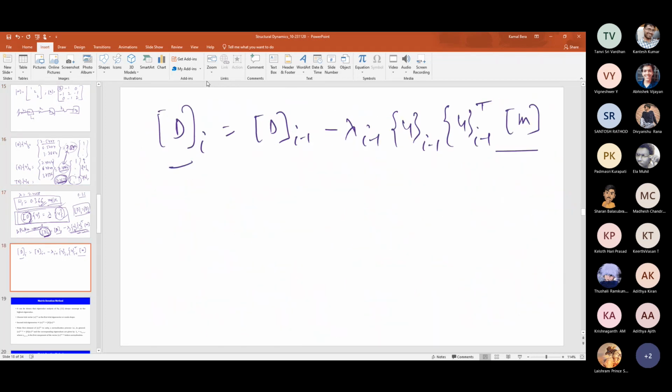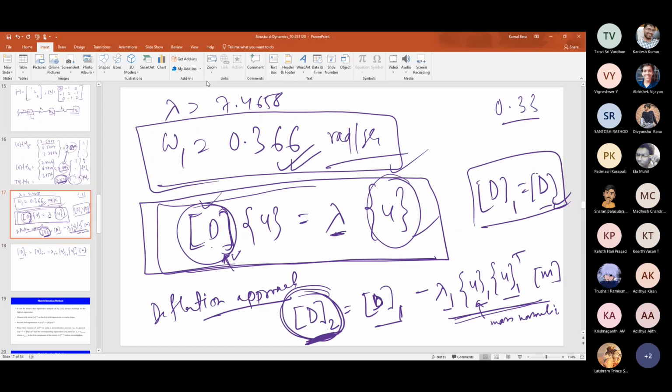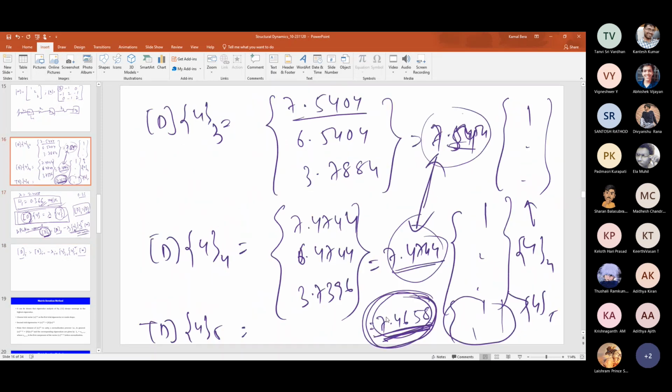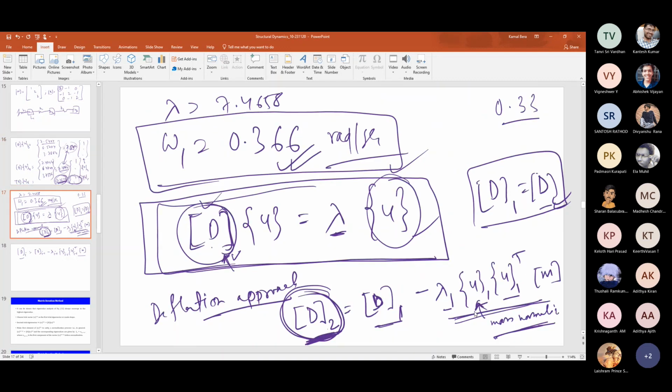Remember carefully here that you need to be mass normalized. The U that you will get from here will not in general be mass normalized. So you have to mass normalize it to deflate the dynamical matrix to go for the second mode. But otherwise, if you start with this, no matter what you choose, you will always lead to this. So you have to deflate the matrix.